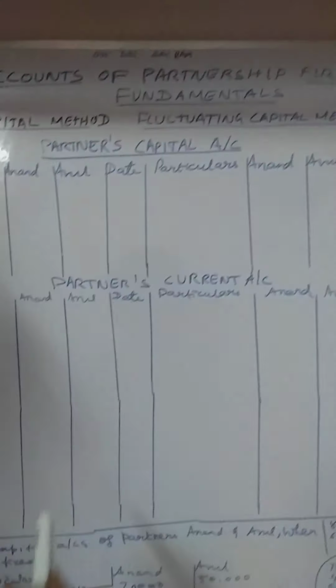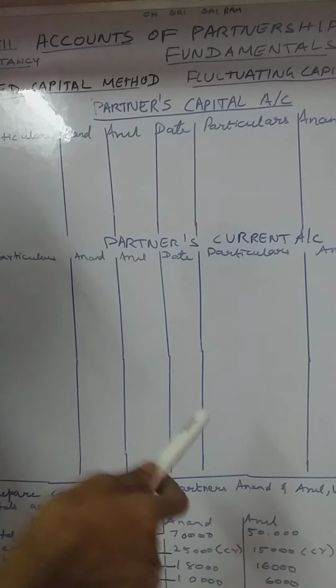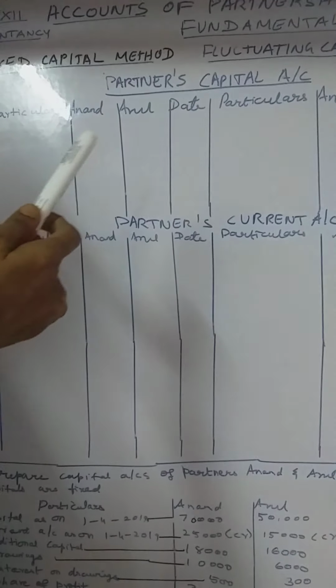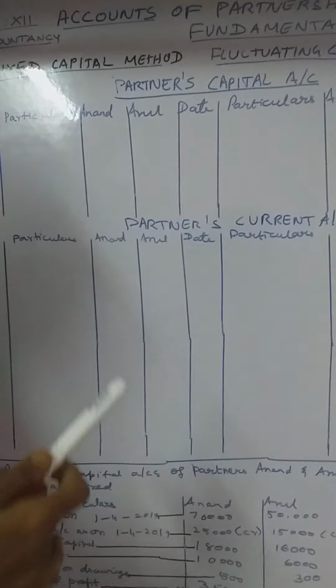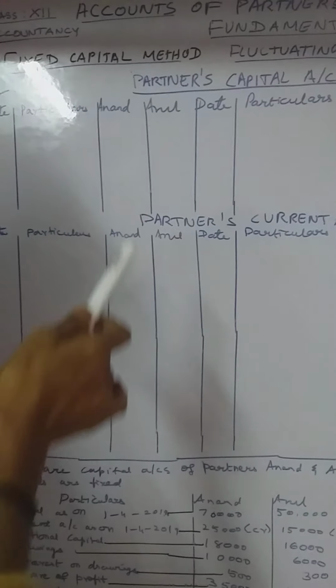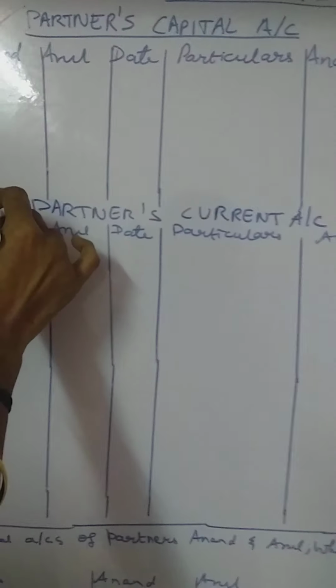Now let us go for the topic fundamentals. In fundamentals of partnership firm, this topic is completely sums related. The first is fixed capital account. We are going to do the sums regarding the fixed capital account. Under the fixed capital account, we are going to prepare two types of accounts. One is partners capital account, other is partners current account.